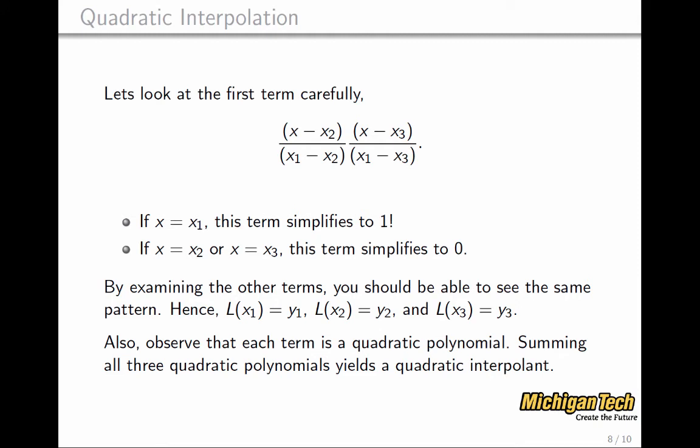The other thing we should observe is that each of these individual terms is really a quadratic polynomial. So if you multiply it out, you get some coefficient times x squared plus some coefficient times x plus some coefficient. So by summing all 3 terms together, we get a quadratic interpolant.